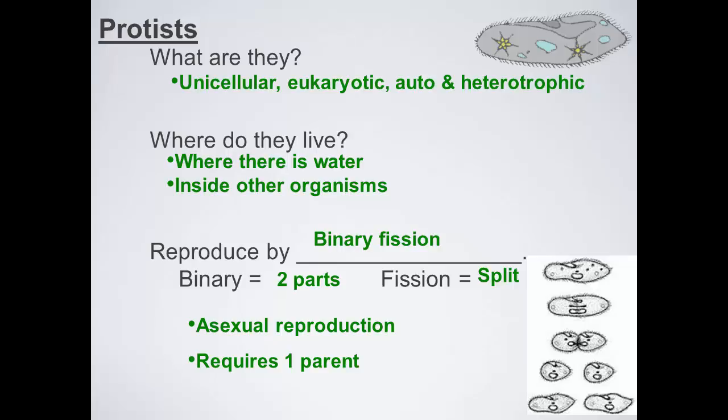Asexual reproduction requires just one parent. So we started with one cell, and we form two cells. So it's reproduced. But, as we know, in asexual reproduction, the offspring are identical to the parent. So there's no variation. There wasn't any exchange of genetic material. This is a form of asexual reproduction. There are some protists that can reproduce sexually. They can exchange genetic material before reproducing. But most reproduce asexually.